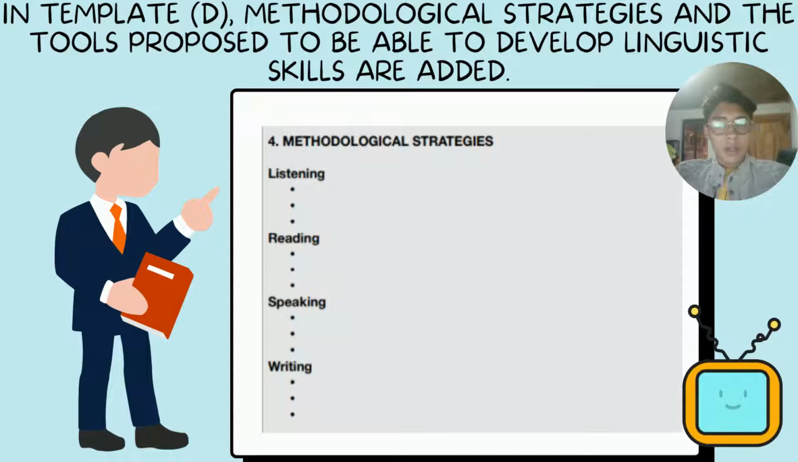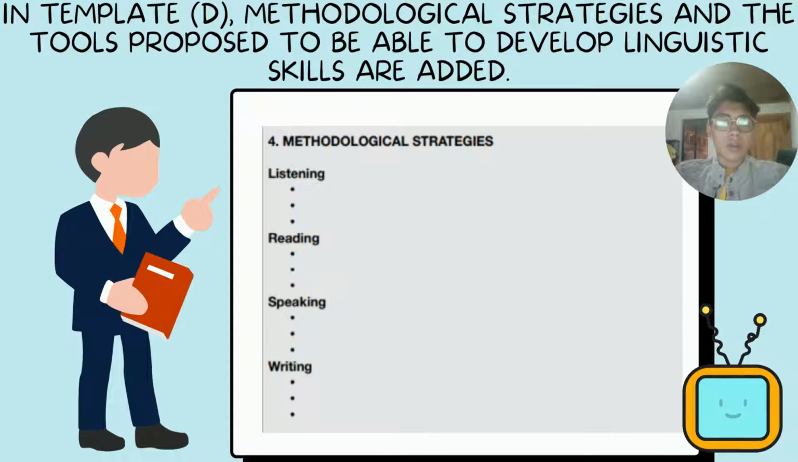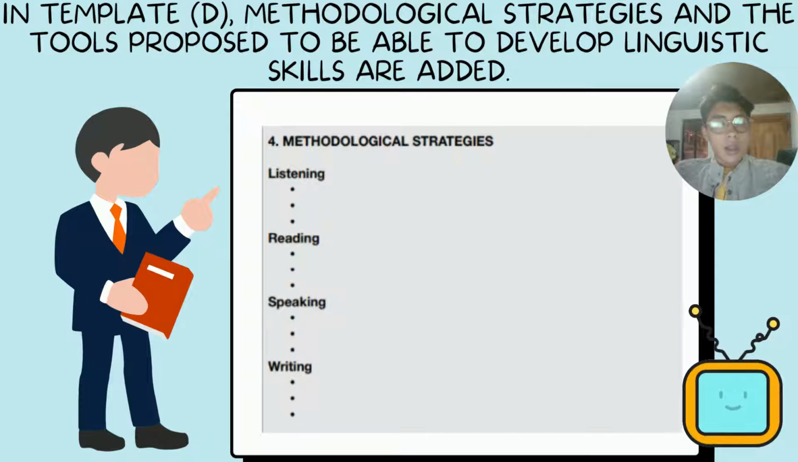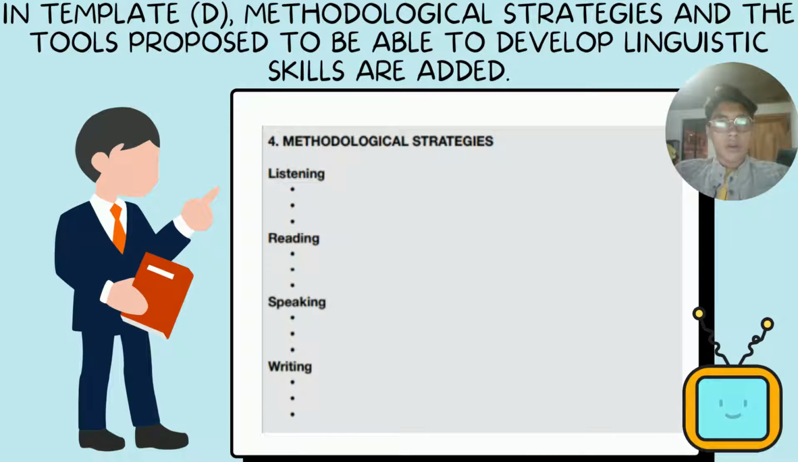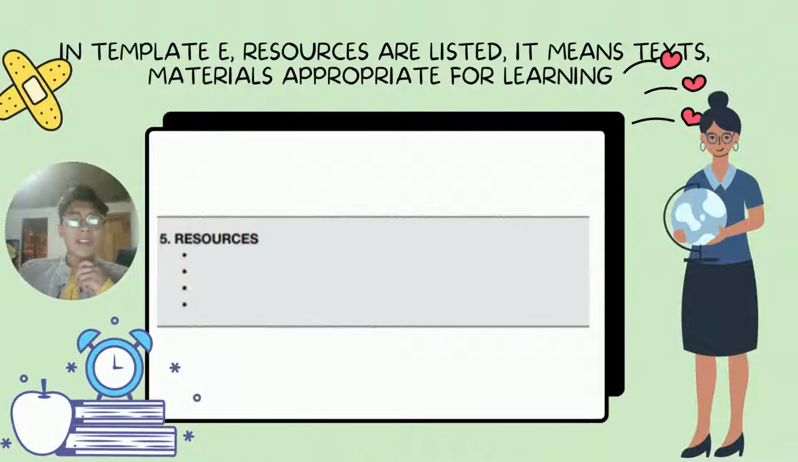Provide opportunities for learners to experiment and try out what they know. Be tolerant of learners' errors. Provide opportunities for learners to develop both accuracy and fluency. Link the different skills such as speaking, listening, reading, and finally let the students induce or discover some grammar rules. In template E, resources are listed. It means texts and materials appropriate for learning.